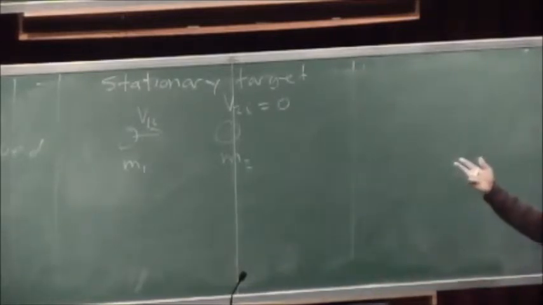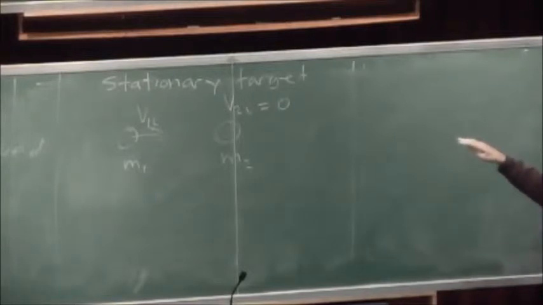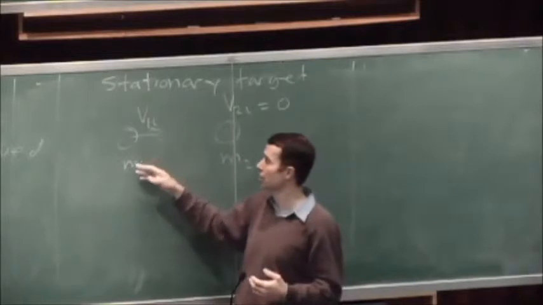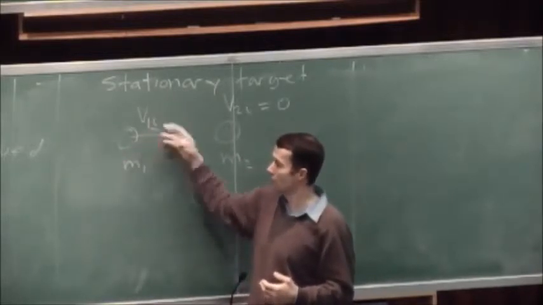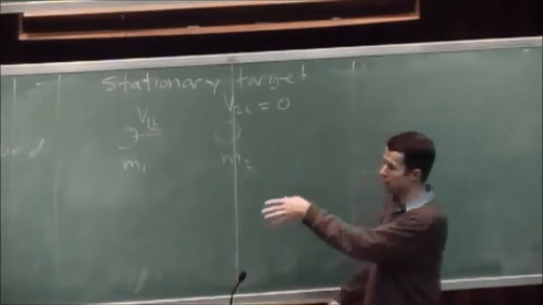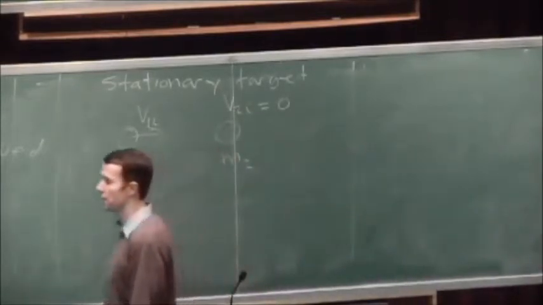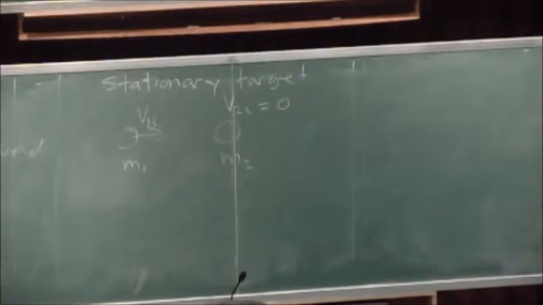Although that's a completely solvable problem too. So V2 initial is 0, and V1 initial is just something that we won't specify yet, we're just going to call it V1 initial. Okay, so now we have two equations here, and we have two unknowns, right? We've said that V2 initial is 0, and so we can get rid of these two terms.